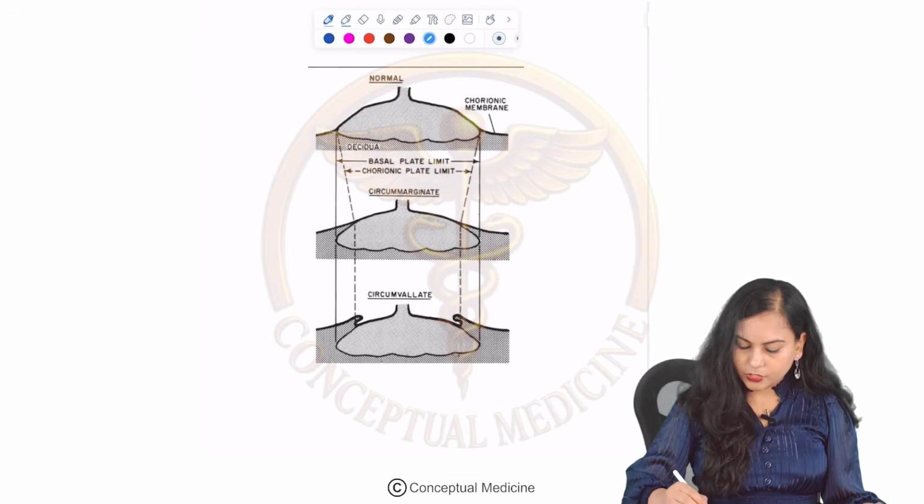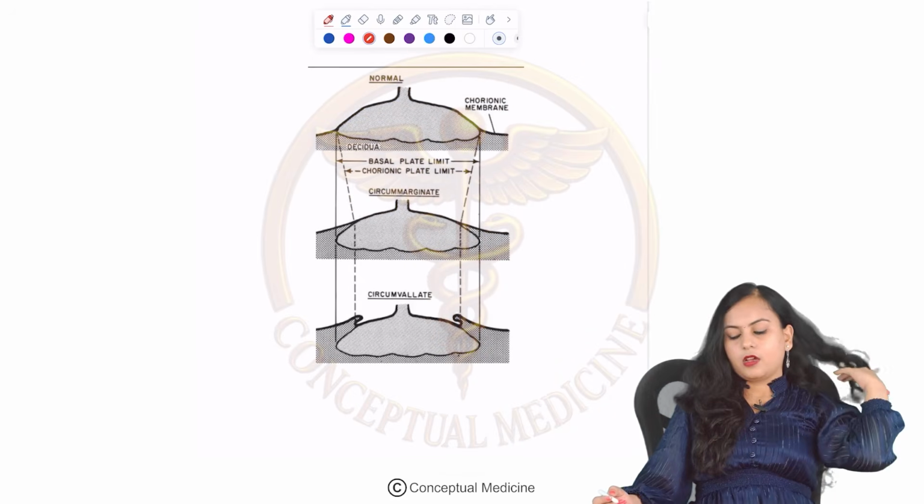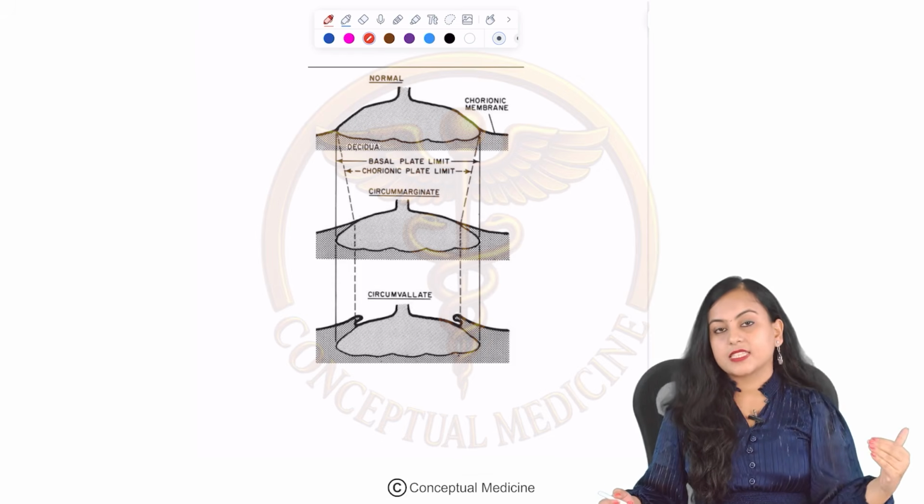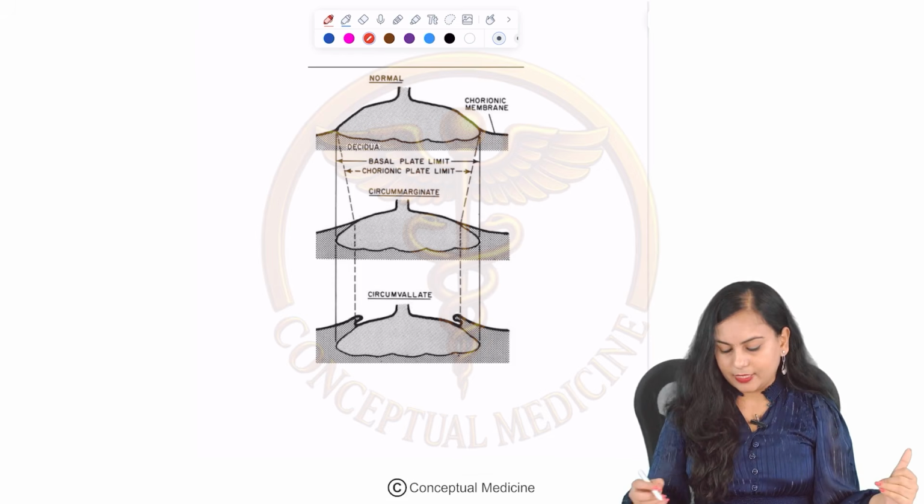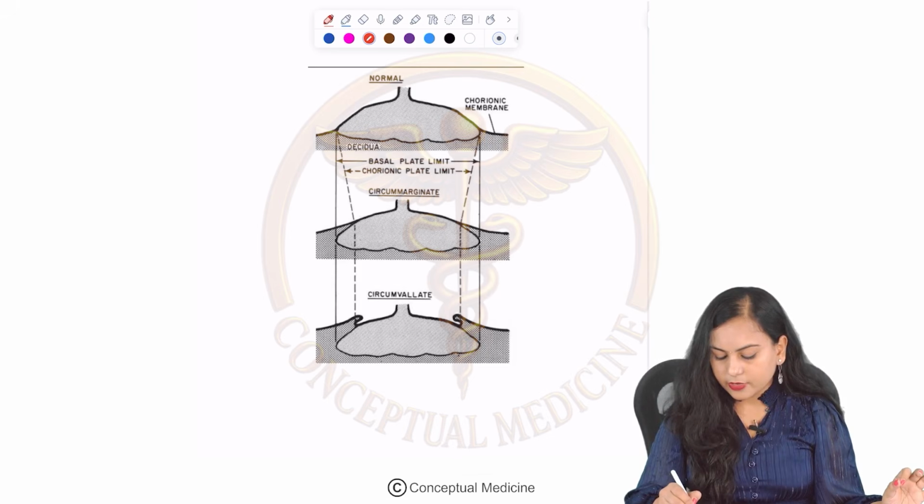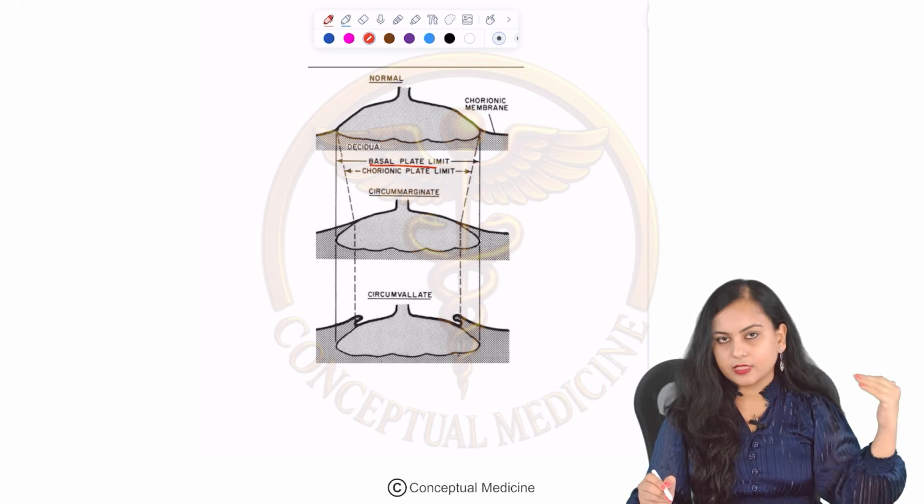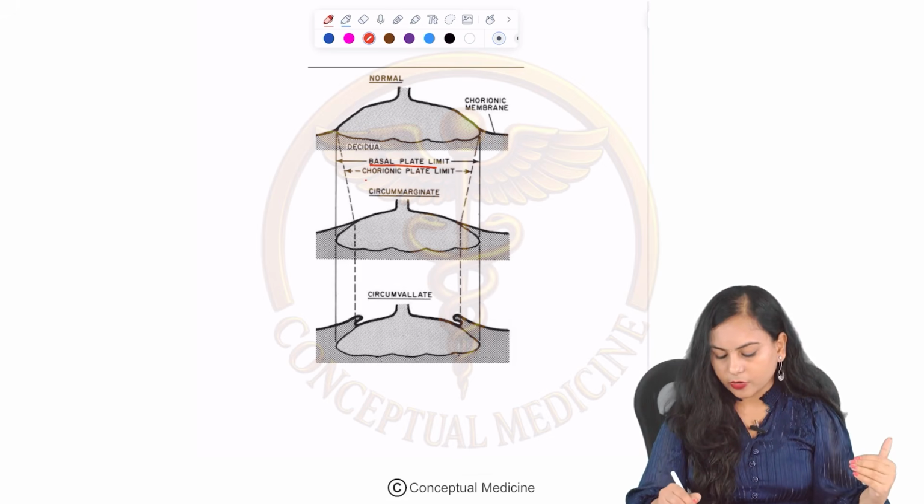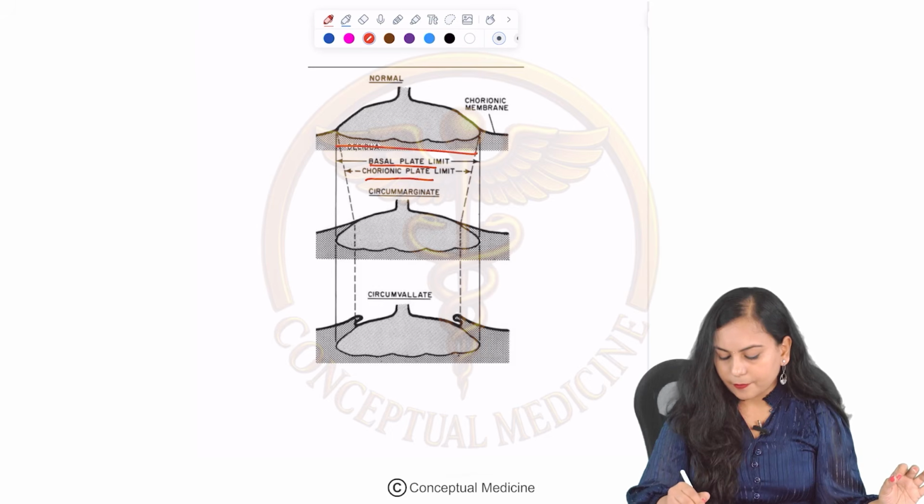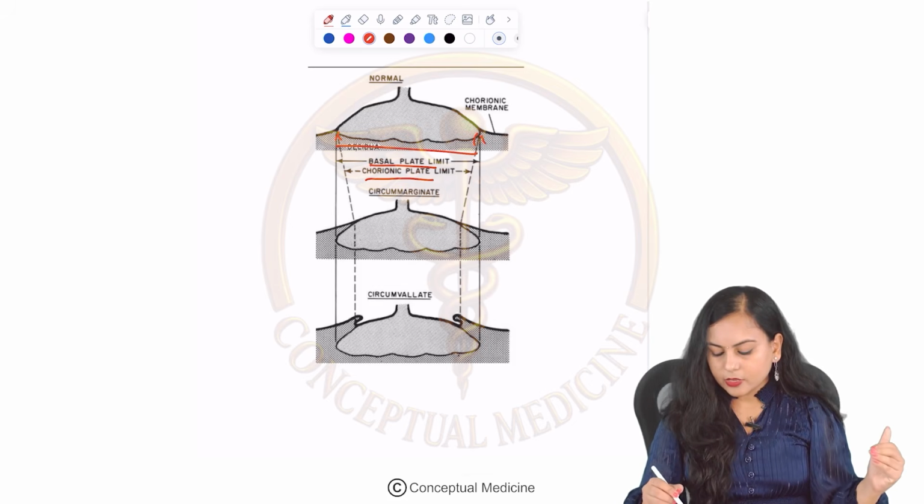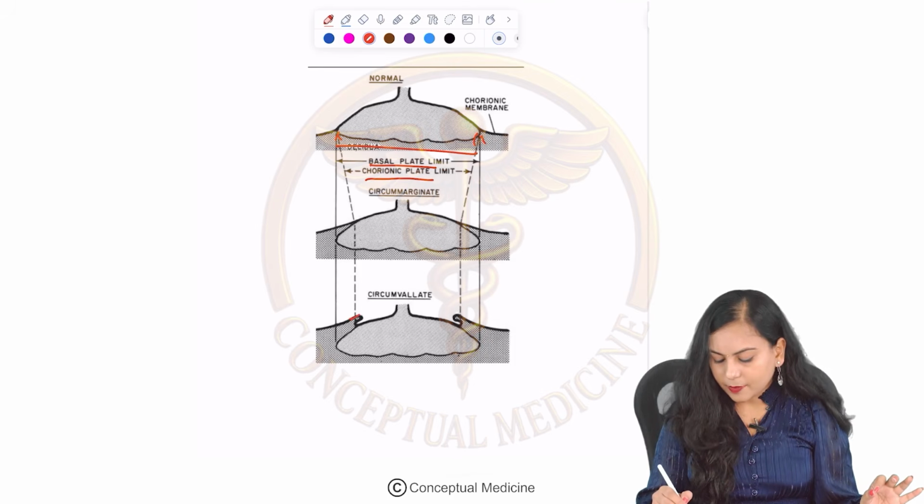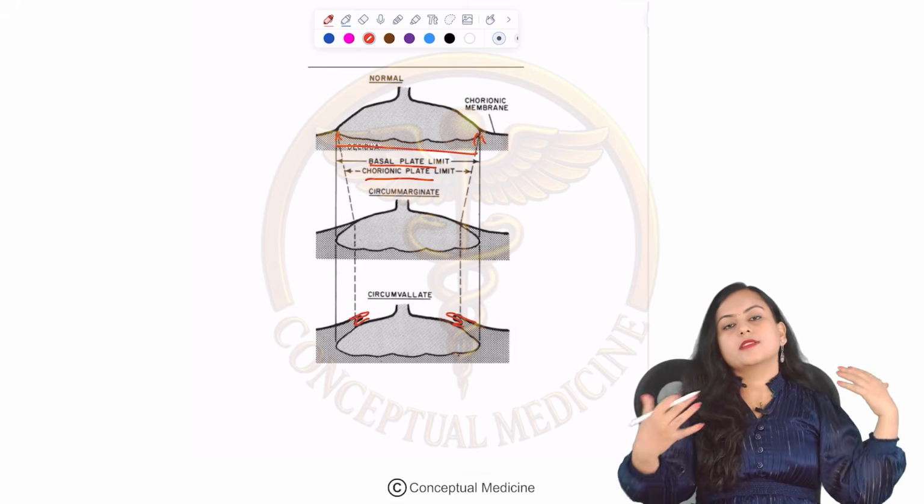Now, if you see this picture, you will be able to understand the formation of normal placenta and these two different types of placenta. Normally, your decidual plate, that is the decidua basalis plate, basal plate limit and chorionic plate limit are going to be the same. See here, both are merging here. Whereas in circummarginate placenta and circumvallate placenta, it is going to be different. And one more point to notice, in circumvallate placenta, the membranes fold upon themselves so that the prominence is more.